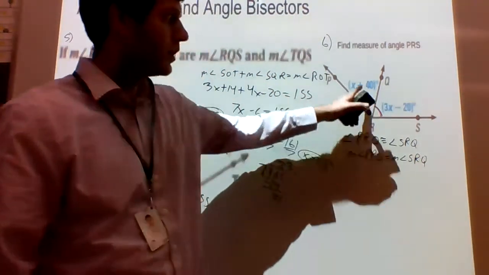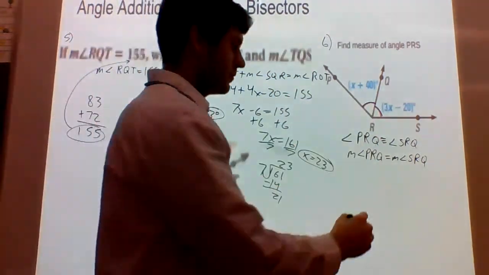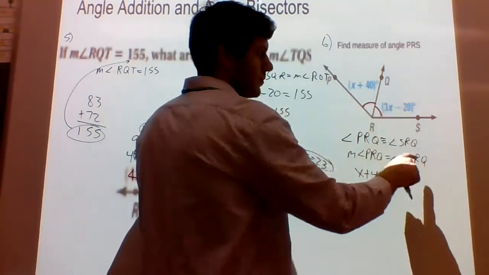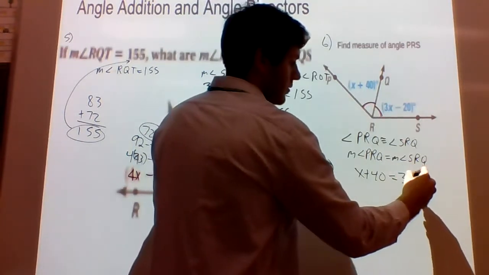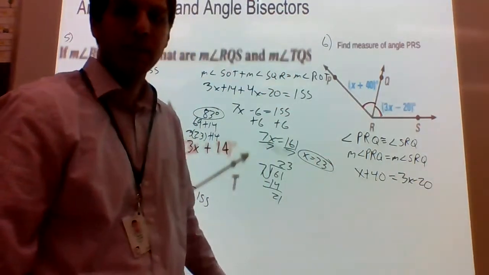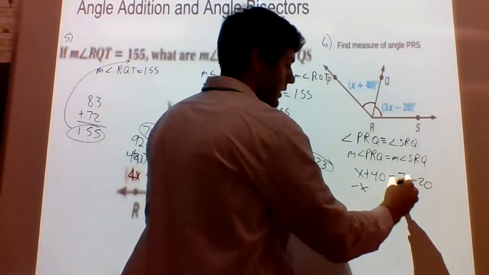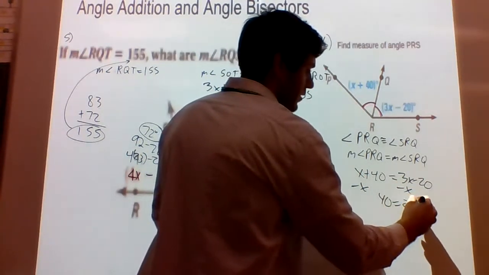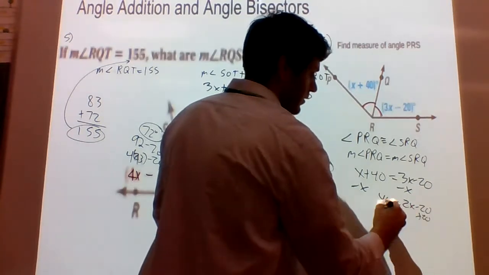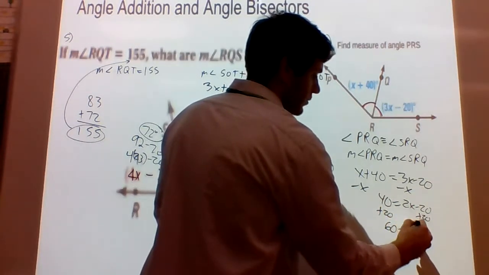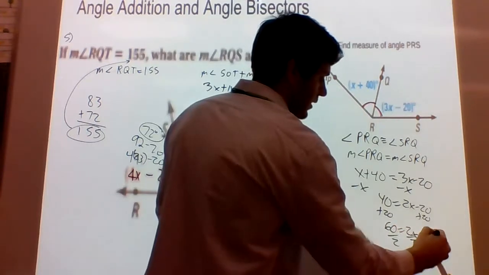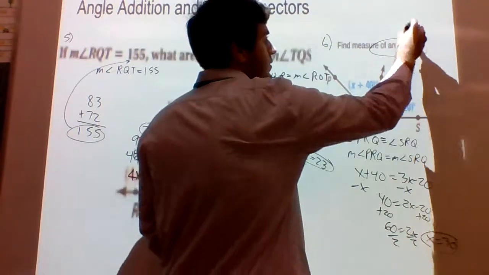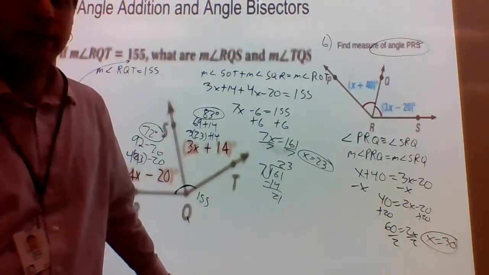So the measure of PRQ is going to equal the measure of angle SRQ. The measure of angle PRQ is x plus 40. The measure of angle SRQ is 3x minus 20. Okay, let's solve for x. Subtract x from both sides. 40 equals 2x minus 20. Add 20. 60 is going to equal 2x. Divide by 2. x is going to equal 30. Is that what we're looking for?